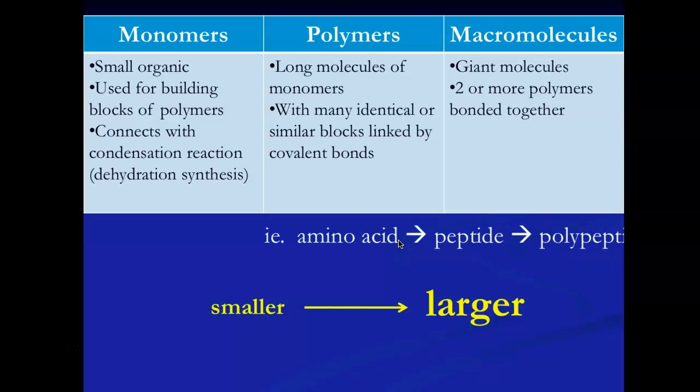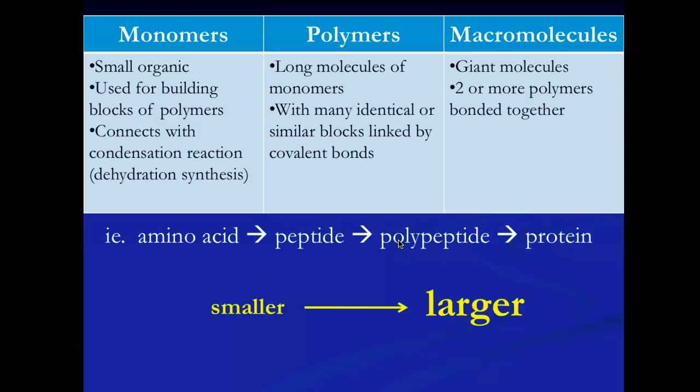And so here are some vocab words that you'll need to know: monomers, polymers, and macromolecules. So we have 4 macromolecules: proteins, nucleic acids, lipids, and carbohydrates. And all of those macromolecules are made up of monomers. And so monomers are considered like the little building blocks that are bonded together to make polymers, and then polymers are bonded together to make macromolecules.